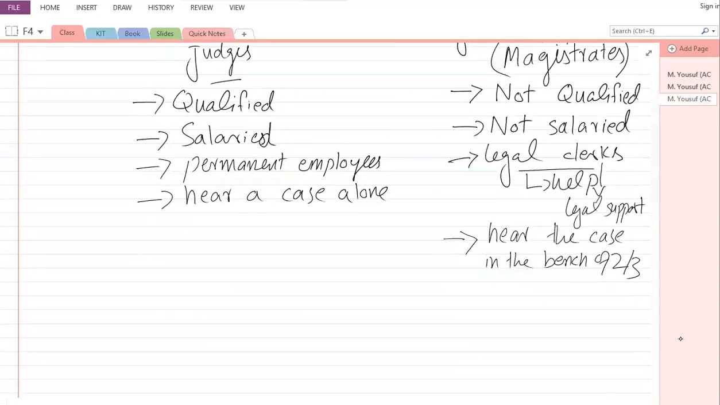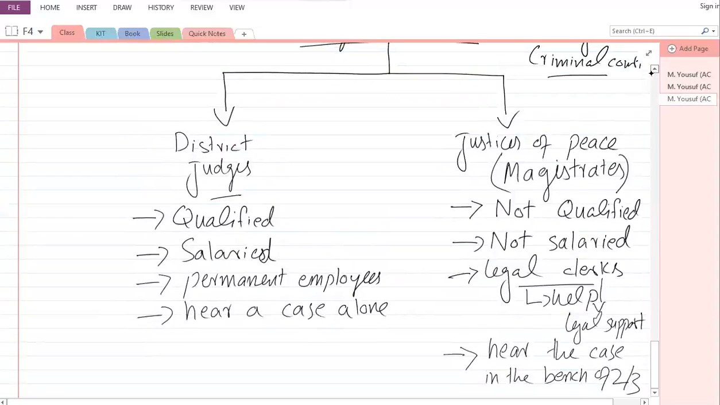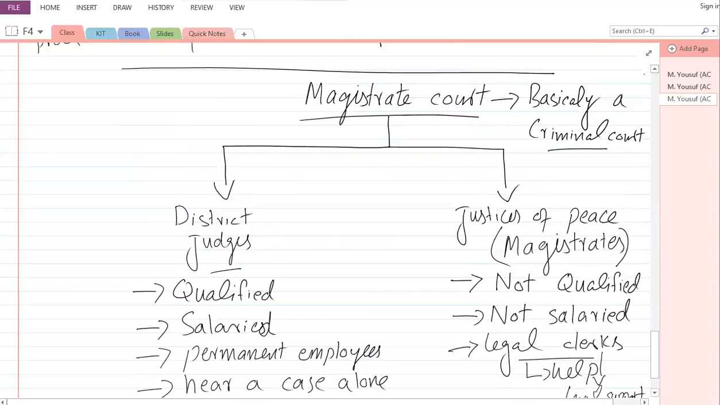So this is the difference between district judges and the Justice of Peace. Magistrate court is presided by district judges and Justice of Peace. These are the two types of judges, and they hear a case in magistrate court. Normally there is a district judge, and with that district judge, there is normally a Justice of Peace so that he can understand the rules of the court system.